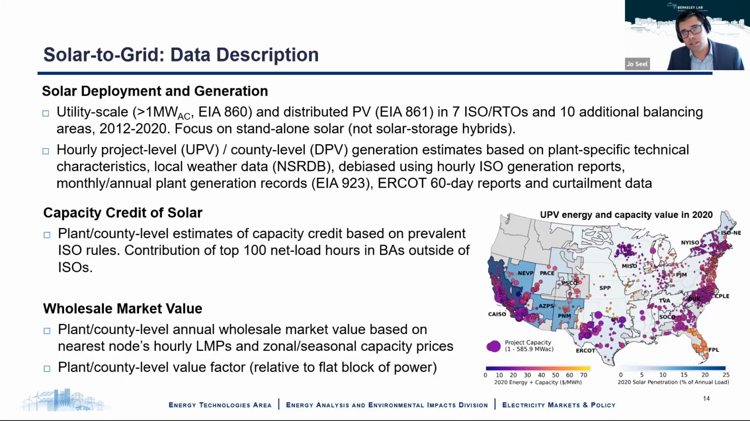And finally, we then use both the capacity credit information and the hourly profiles to estimate what the wholesale market value is, based on nearest hourly LMP prices that Deb will talk about in just a second, as well as zonal or seasonal capacity prices. And that is shown over here on the map, and you can see how it varies both between regions. In CAISO, it's lower than Florida, for example, but also within regions. So for example, in Western Texas, there are transmission constraints. Because of that, some of the values for solar projects that are behind those transmission constraints are lower than elsewhere. Next slide, please.